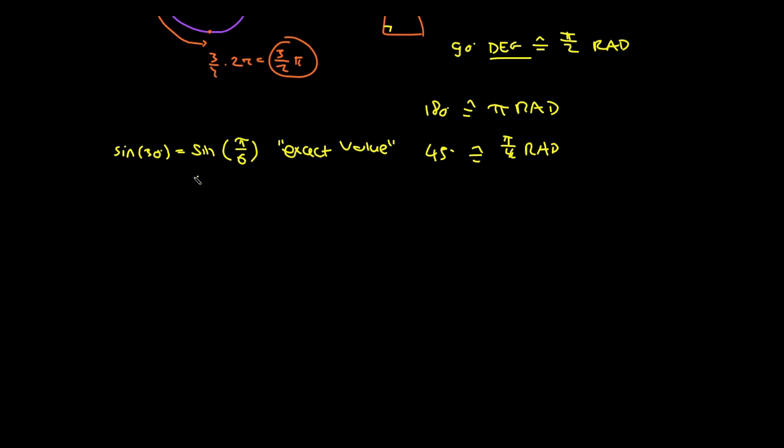Well, when you plug this in your calculator, you might actually get something nice. Here we go, pi on 6 in my calculator. Actually, I should put it in radian mode first. That actually gives me a half. Would you look at that? So how nice is that?